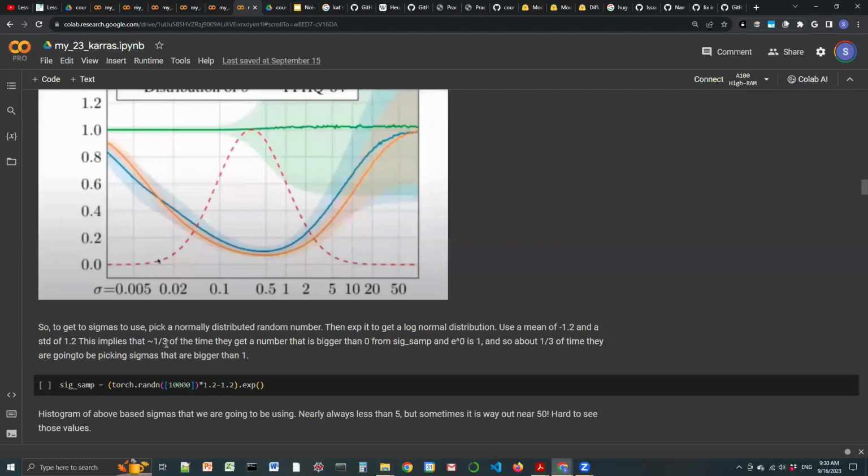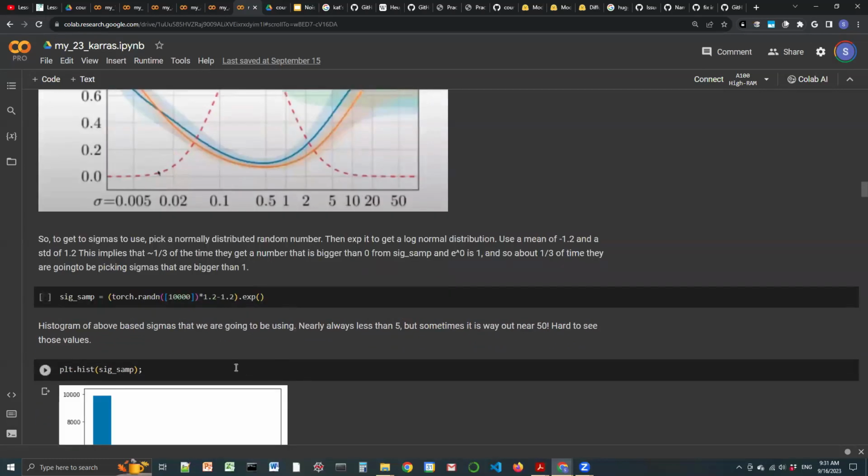And the reason we choose this is, if we get the value 0, then when we exponentiate it, e to the 0 is 1. So that means about a third of the time, the sigmas that we are going to pick are bigger than 1, right? Which means it lies here.